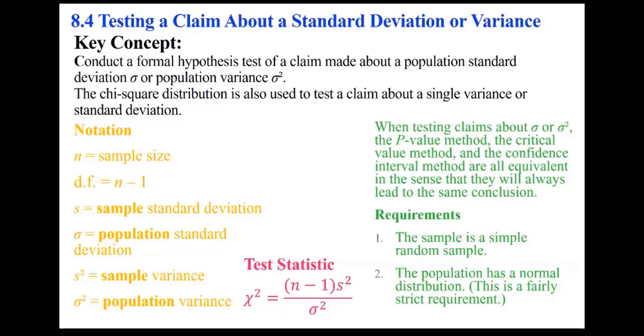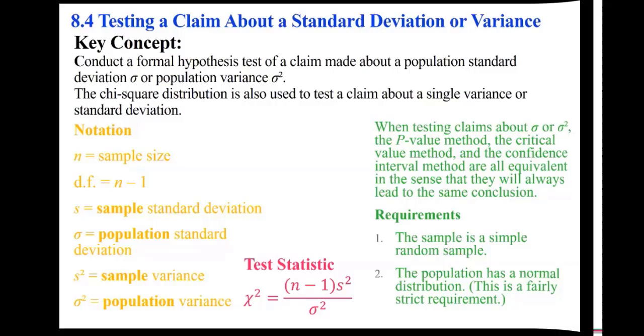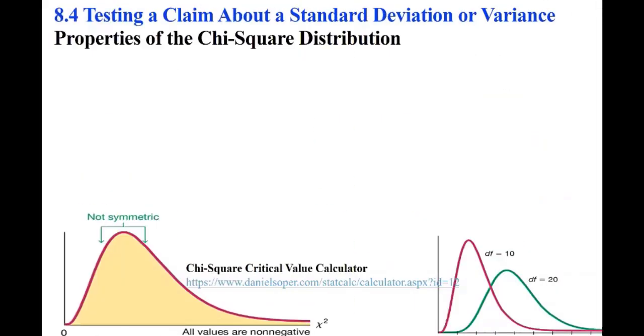However, it's important to see that due to limitation of a table, using those may not be easy, but you can do it by technology. The requirement: the sample is a simple random sample. The population has a normal distribution. The chi-square distribution is not symmetric. It is skewed to the right. It starts from 0 and it goes indefinitely on the right side.